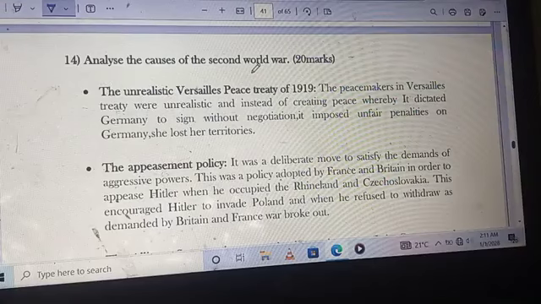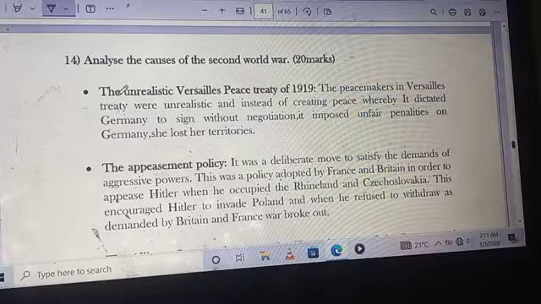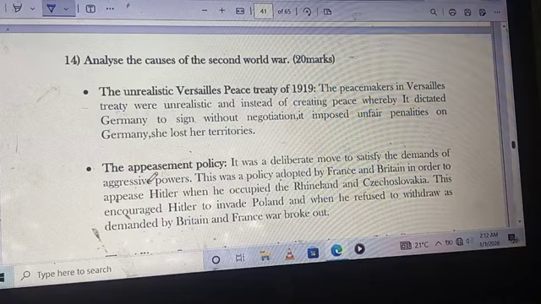Some causes of the Second World War. This question has 20 marks. You must start from introduction, continue to the body, and then conclusion. Introduction has 2 marks, body has 16 marks, and conclusion has 2 marks. This is the body, the points of causes of the Second World War. First, the unrealistic Versailles Peace Treaty of 1919. The second is appeasement policy.